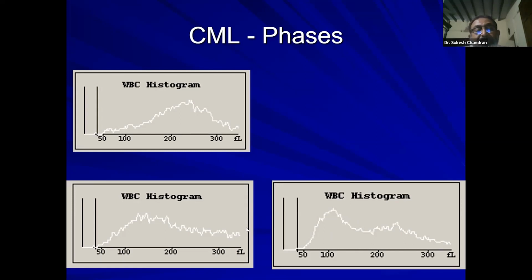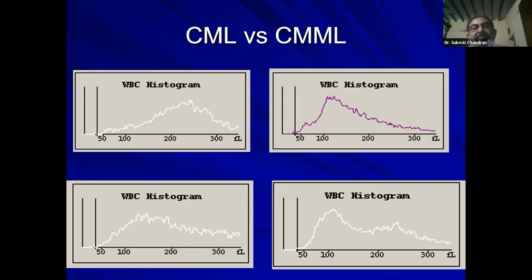And when CML goes into accelerated phase, you can see the peak of the histogram shifting from the 200 area to the 100 area. So that is CML in accelerated phase. And what you see now in the blue histogram is actually a mirror reflection of the CML in chronic phase. It is nothing but chronic myelomonocytic leukemia. And you can see that most of the monocytes are in this particular region.